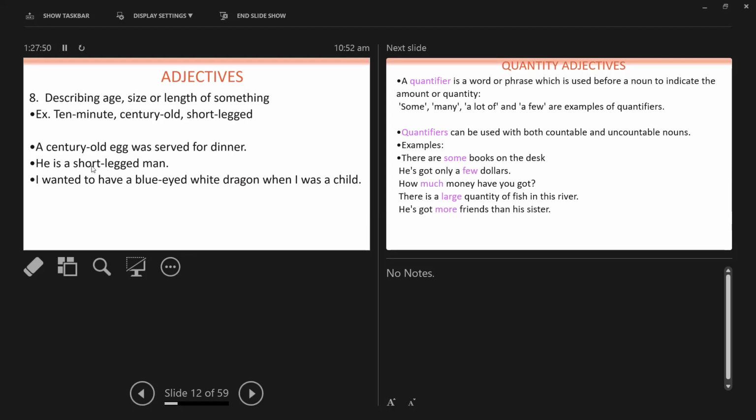So, sa example na to, a century-old egg was served for dinner. Century-old. Ibig sabihin, gaano nakatagal yung egg? 100. Pwede pala siya, no?